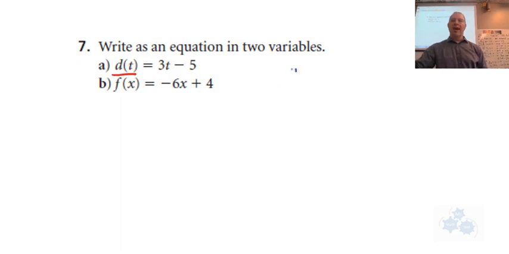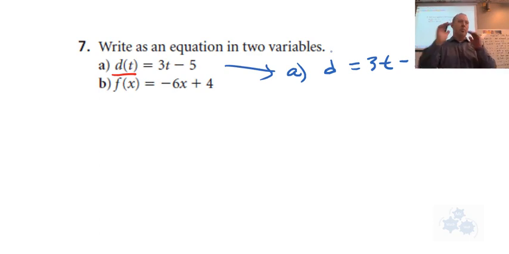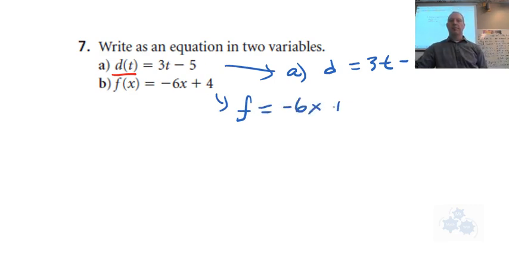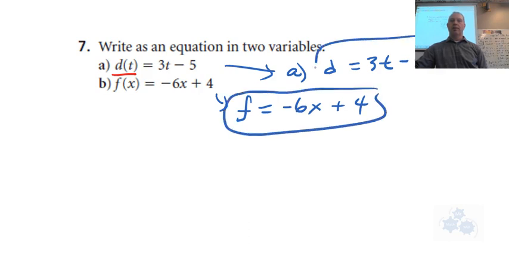So for 7a, you could simply do d. Just drop the bracket t. You don't want to put the input variable in. And for b, writing in two variables, really easy. Just drop the bracket with the input variable and write the rest here. So those are your answers there.